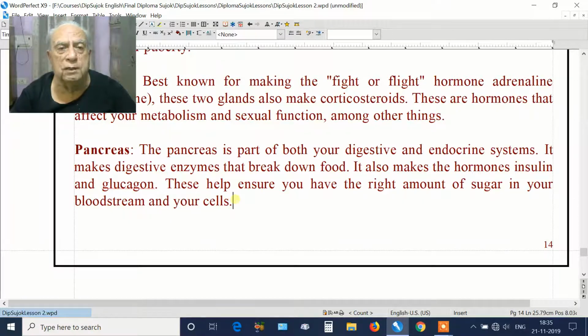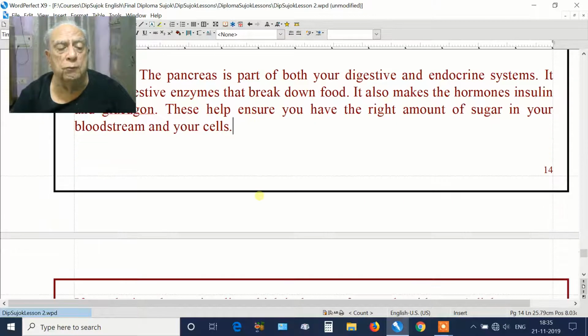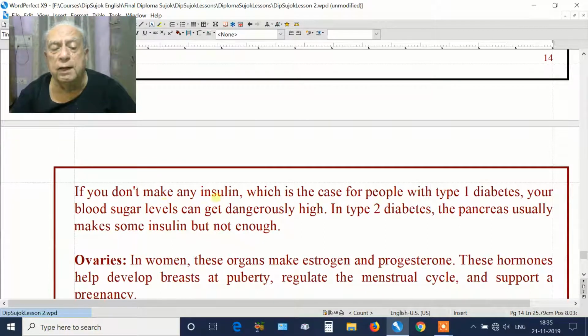If the quantity of insulin produced is less, then it is not able to control the sugar. It will increase because it is not absorbing the sugar. So you will have a sugar problem. In the other case, if more insulin is there, then it takes up all the sugar. Then the sugar level becomes low. That is also a problem for you. If you don't make any insulin, which is the case for people with type 1 diabetes, your blood sugar levels can get dangerously high. In type 2 diabetes, the pancreas usually makes some insulin but not enough.